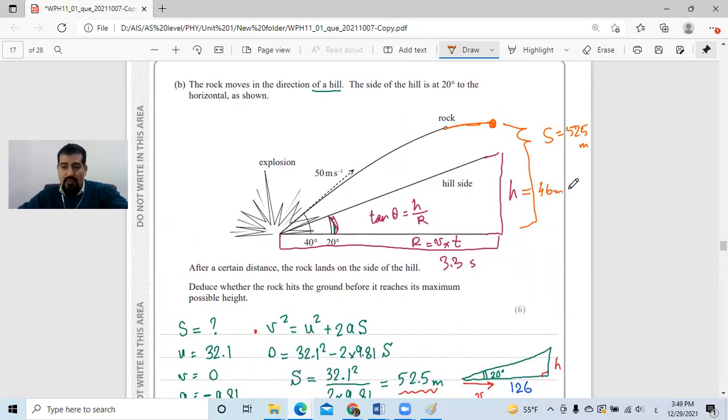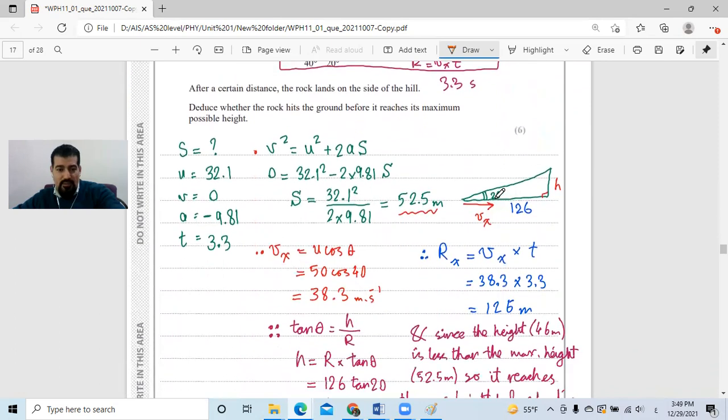So when the rock reached the maximum height, the vertical height was 52.5 meters, which is greater than the height of the hill during the same time covered by this rock, which is 46 meters. So that means it reached the maximum height without landing on the ground or on the hill.